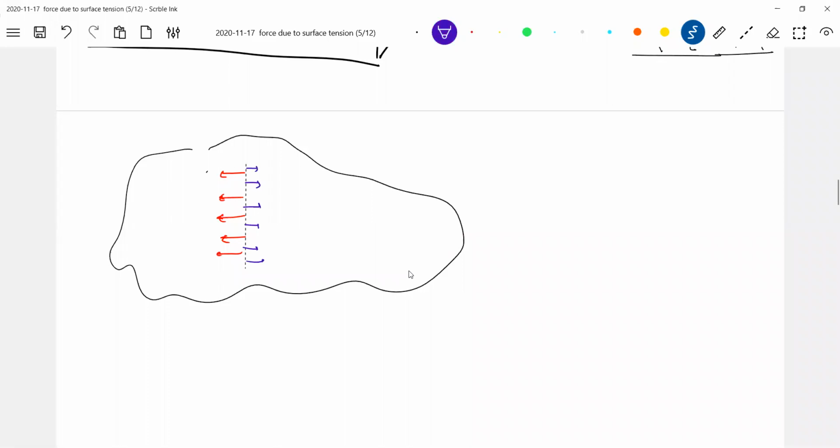And how do you like it? I should show many arrows, I'm showing only a few. And what is PQ? PQ is an imaginary line. And what is this? Surface area. This is layer 1.